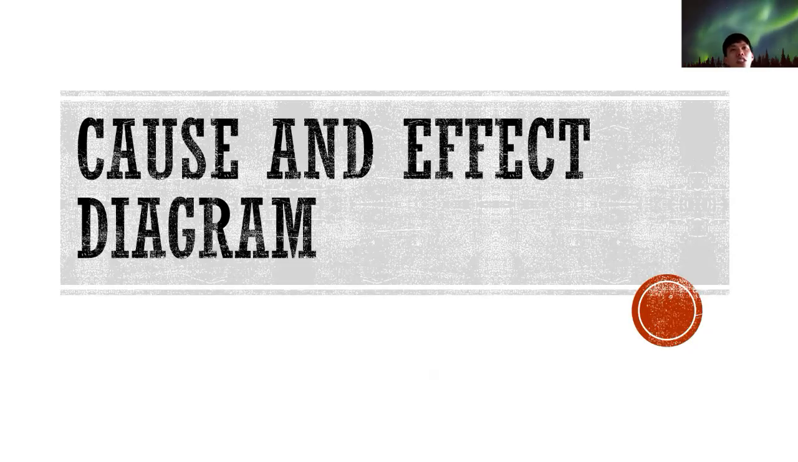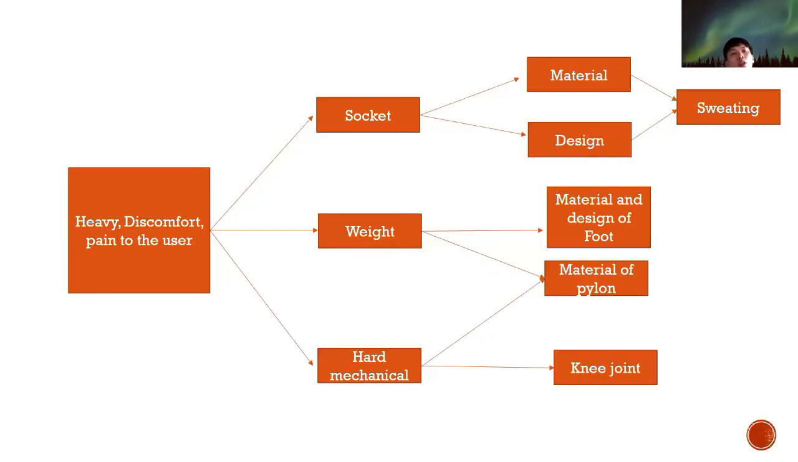This part we're going to discuss the cause and effect diagram. The cause and effect diagram is a tool that helps us identify the root cause in a certain process. We know that the previous prosthetic leg causes discomfort and pain to the user and is also very heavy. So we need to find out the cause.